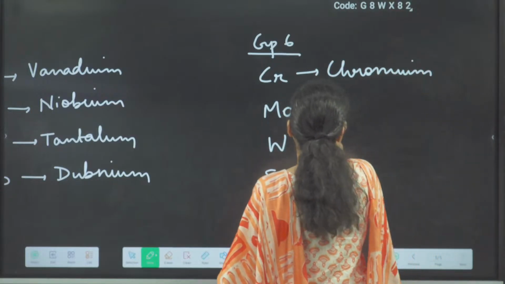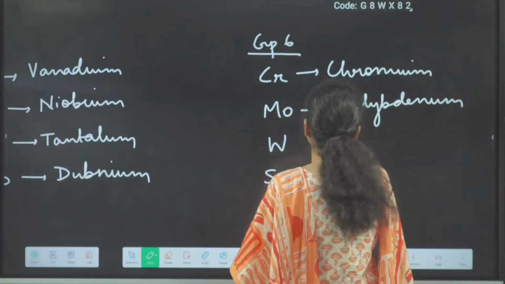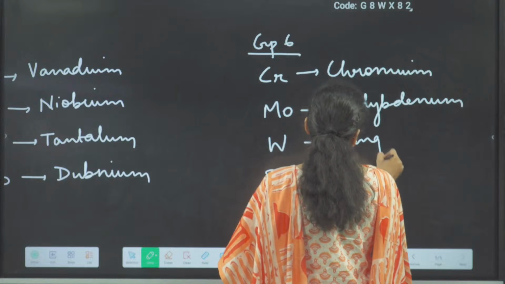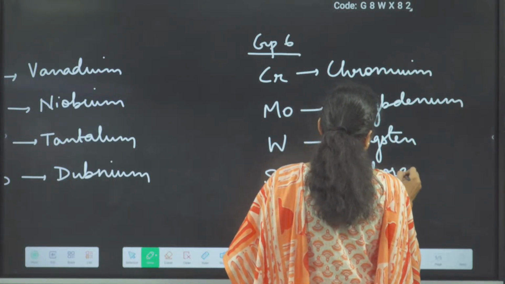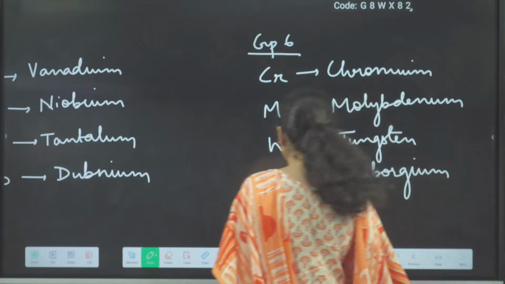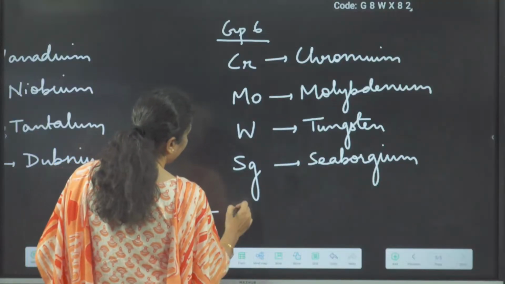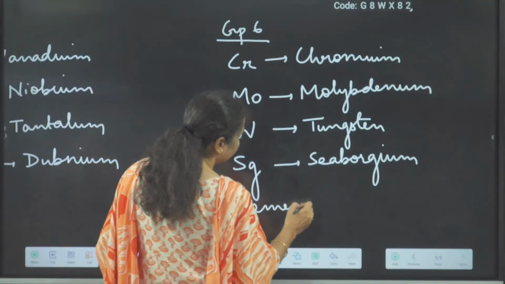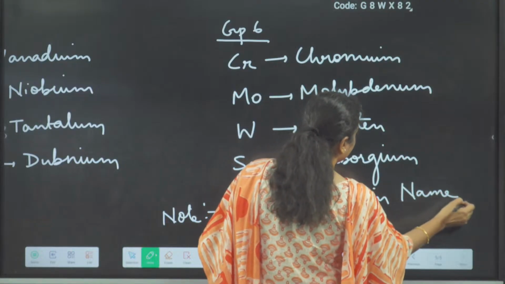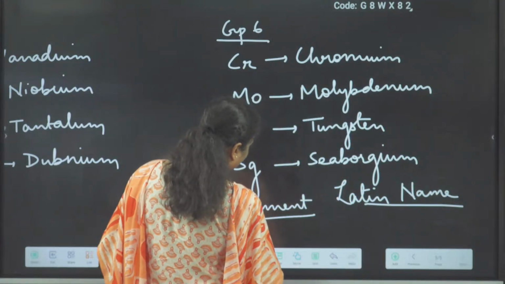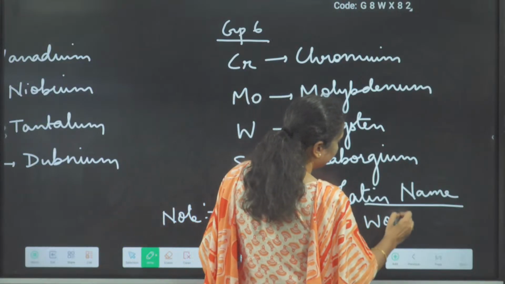Chromium, molybdenum, tungsten. Then you are having here seaborgium. And I'll write down a note here. Element and the Latin name over here. Tungsten. Latin name is wolfram.